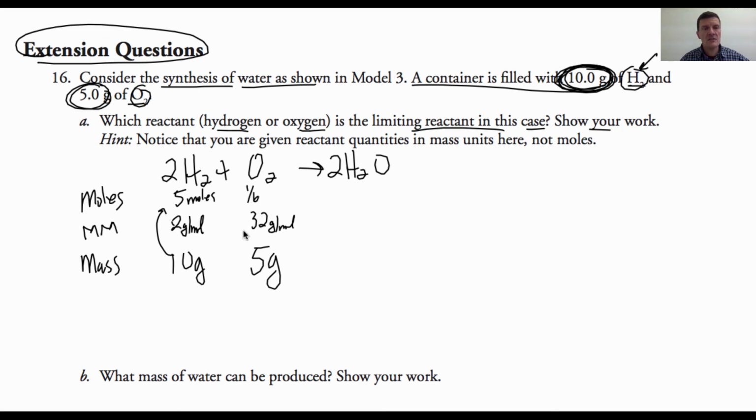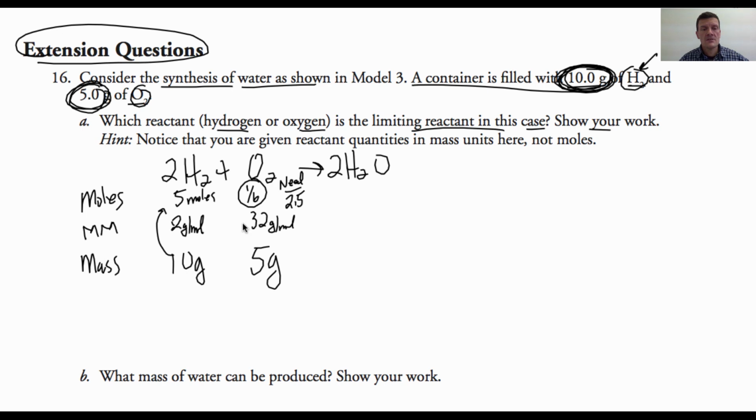So you can see here I've got very little oxygen compared to the moles of hydrogen. Even though it doesn't look like those masses are that much of a difference, oxygen is so much heavier that 5 grams of oxygen is a small fractional amount of moles here. Okay? So if I have 5 moles of hydrogen, I need 2.5 moles of oxygen. I don't even have that. I've got less than 1/6 of a mole.